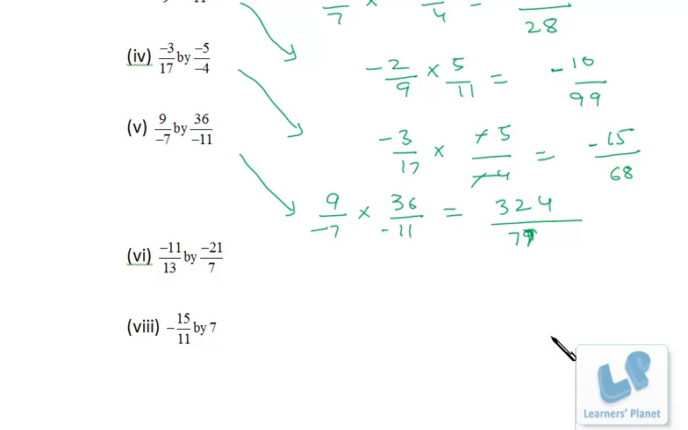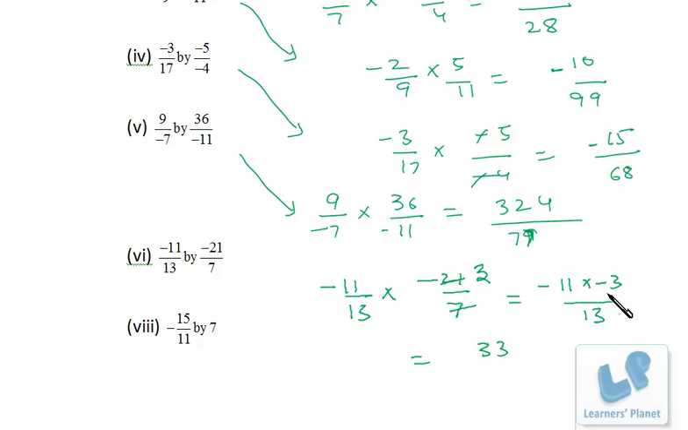Similarly, we can take other examples as well. Here, it's minus 11 by 13 into minus 21 by 7. Now, if you observe carefully, 21 is multiple of 7. Now, how much will you get if you divide 21 by 7 as quotient? Now, 21 is 3 times 7, right? So, what you can do, 7 into 3 is 21. So, finally, you are left with minus 11 into minus 3 by 13. Okay. Now, minus 11 into minus 3. 11 into 3 is 33. And 2 minus signs, if they are multiplied, we'll be getting positive sign. So, it's 33 by 13, as simple as that.